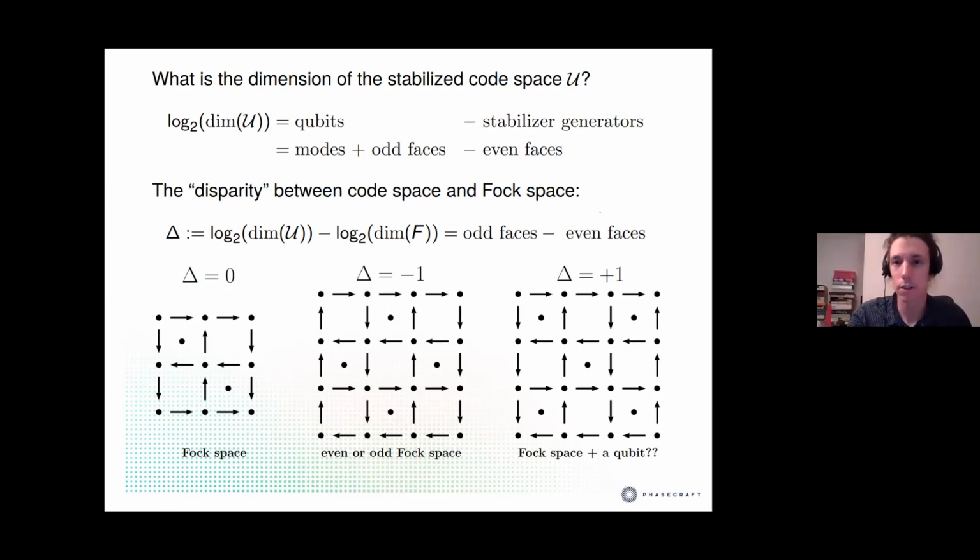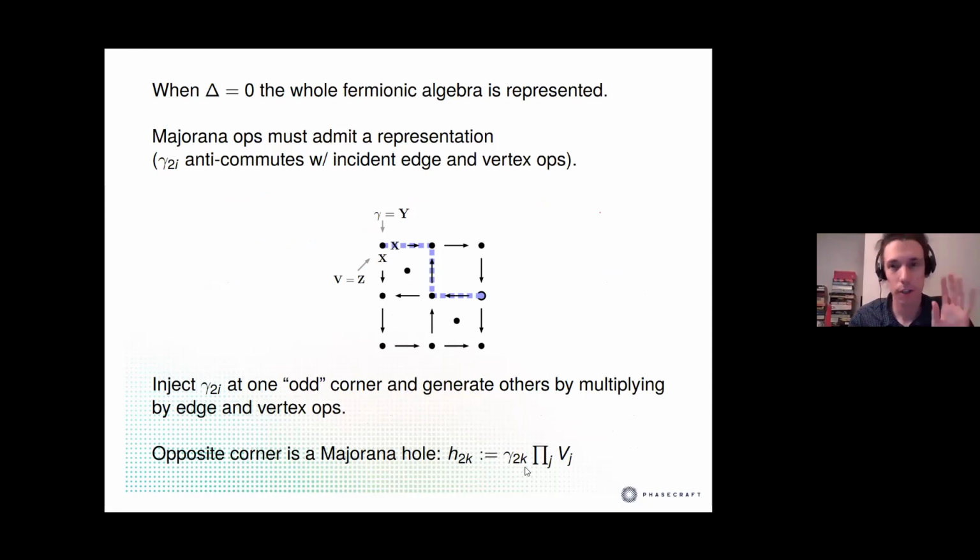So how do we make sense of this? Well, let's first consider the case when the disparity is equal to 0. In this case, the whole fermionic algebra must be represented, not just the even fermionic algebra, because we're representing the whole Fock space. This means that Majorana operators must admit a representation.